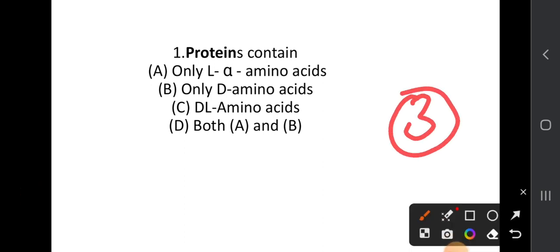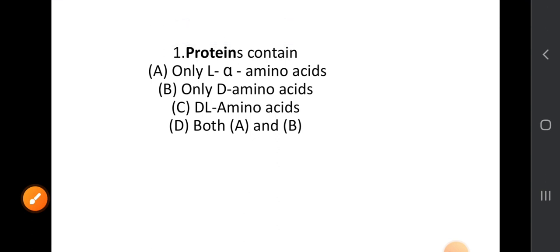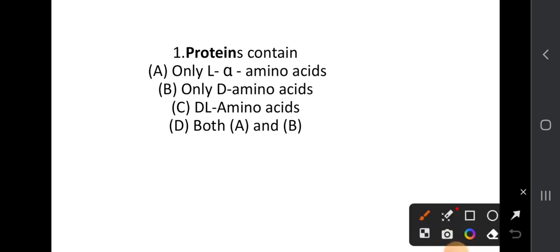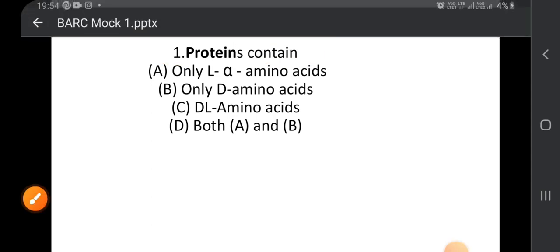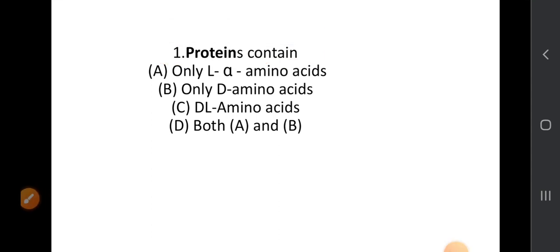3 marks. Okay, so the question says proteins contain: A, only L amino acids; B, only D amino acids; C, D and L amino acids; D, both A and B. So nobody will explain the question to you in the exam. I'll explain it to you here: this question says the standard ribosomally incorporated proteins contain. The options are the same, so you can pause your video and write your answer.